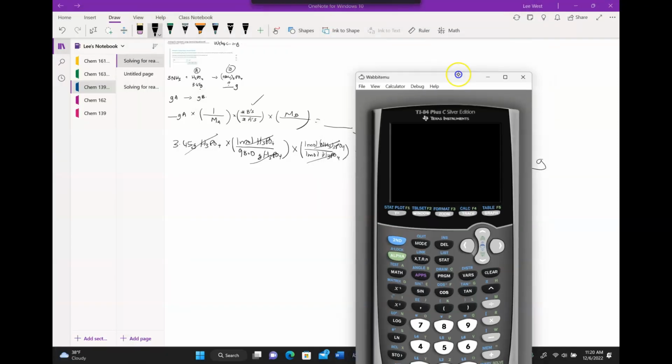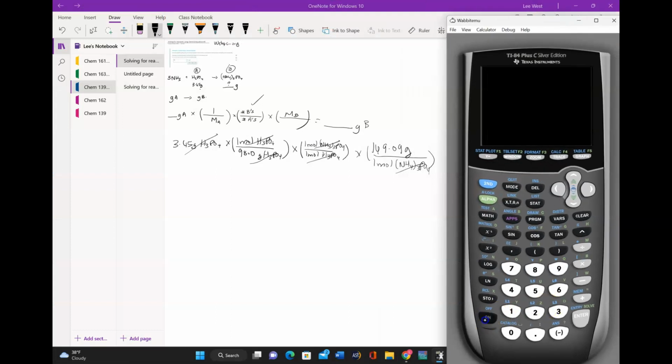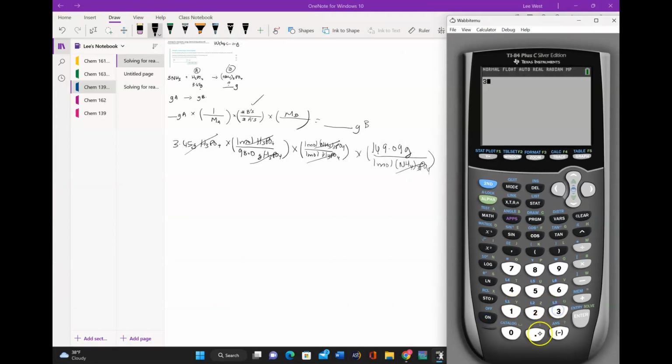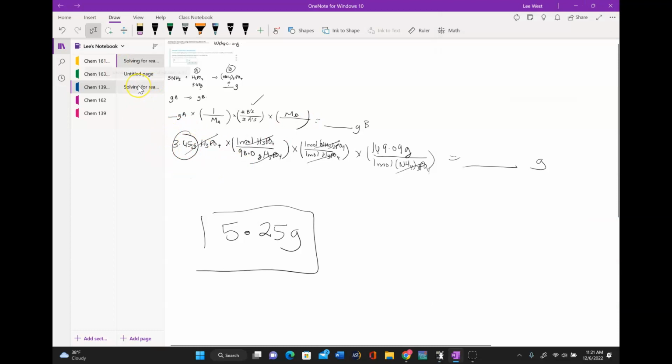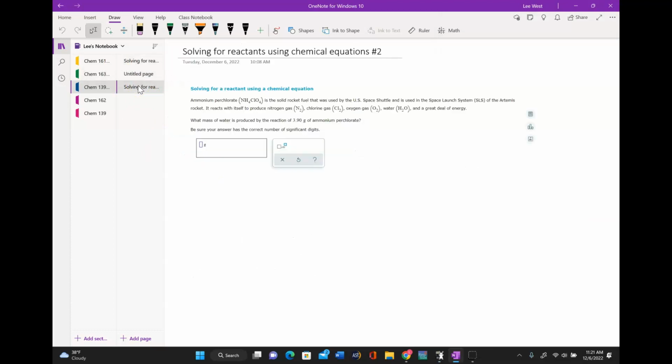So you just got to multiply those 4 numbers together. It's a little bit hard to get everything so it's visible, but we have 3.45 times 1 on 98. I'm not going to do 1 on 1 because that's just 1, isn't it? Times 149.09, and there we go. Now, our original number that was given to us was 3 significant figures, so I'm going to round this to 3 significant figures, so it will be 5.25 grams. All right, we'll do another one, and you'll see that they're done in a very similar way.